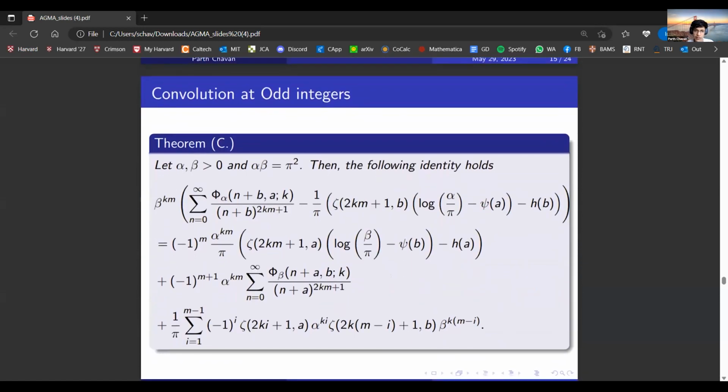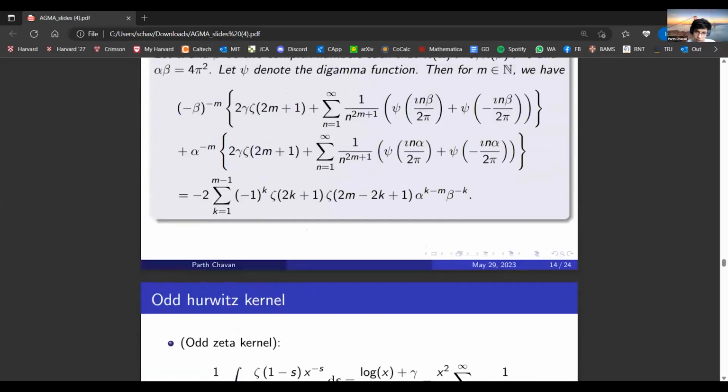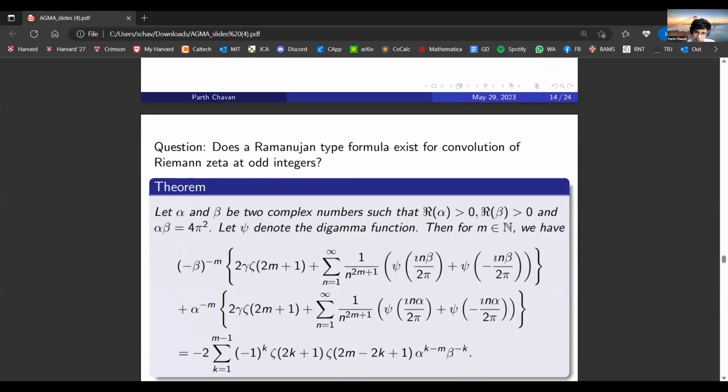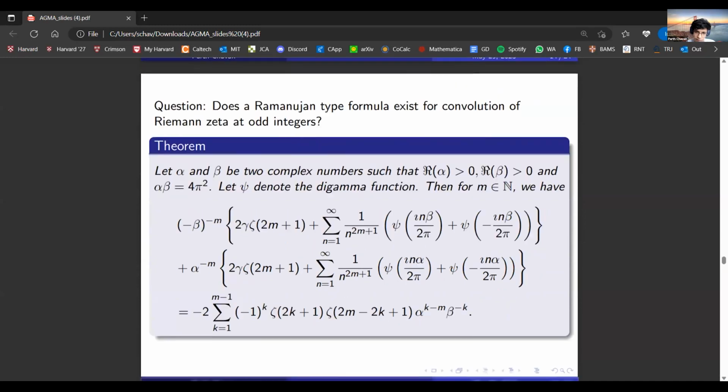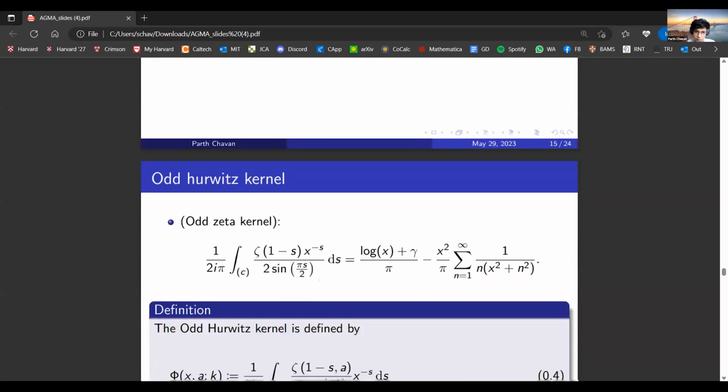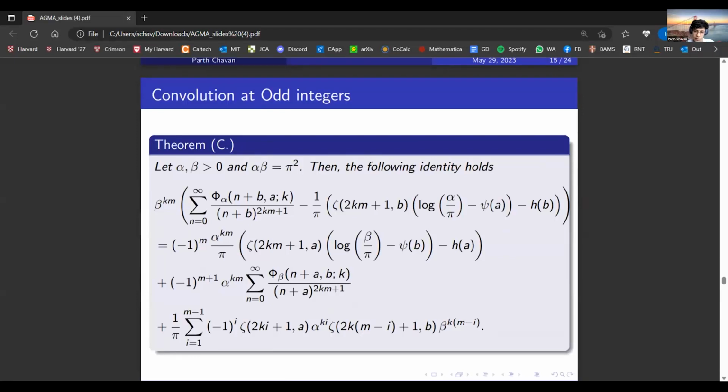Similarly, as the convolution identity of a zeta function at even integers, we can now give a convolution identity of a zeta function at odd integers, which is this identity. Notice that when we substitute a equals b equals k equals 1, we recover A. Dixit's identity for convolution of Riemann zeta function at odd integers. Thus, this gives us a 3-parameter generalization of A. Dixit's identity.